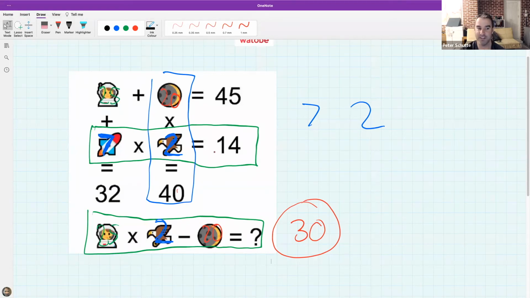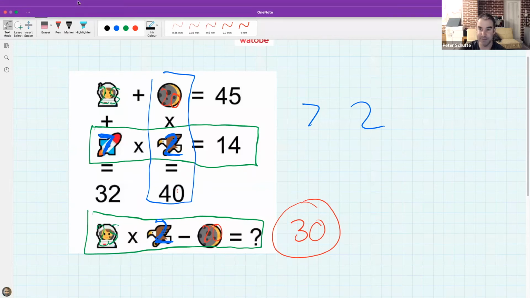Yeah. No, that was a tough one because there's equations going up and equations going to the side. So I thought that was tough. The first time I saw it, I found it tough.